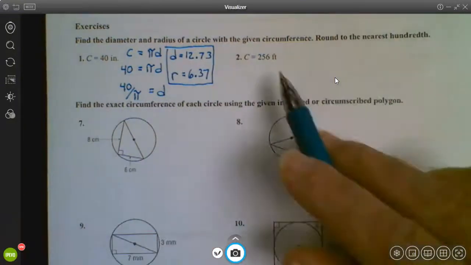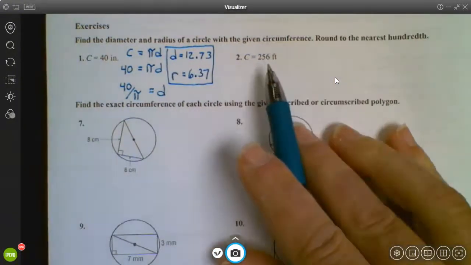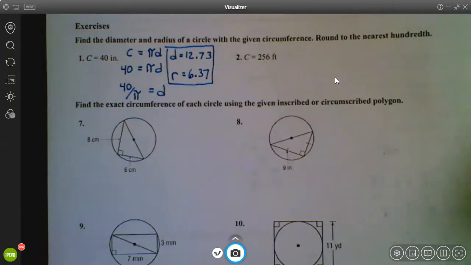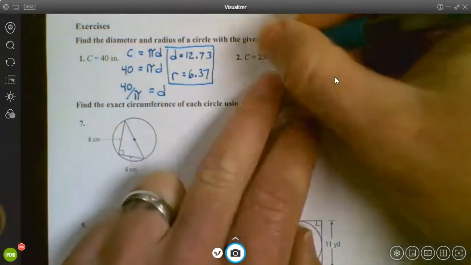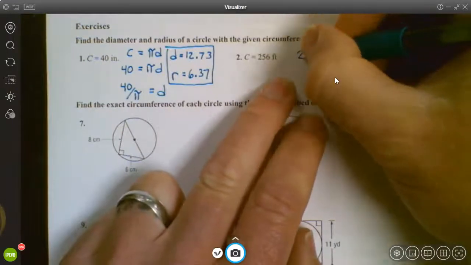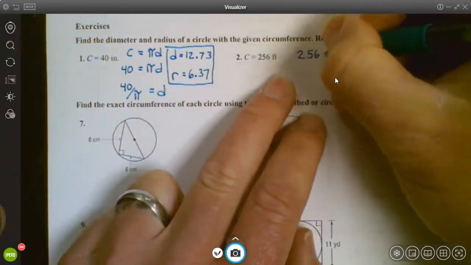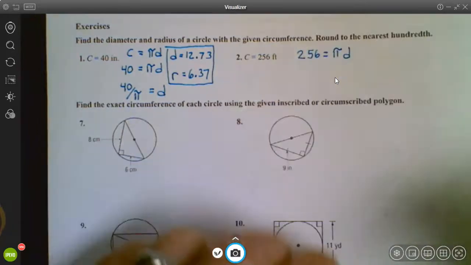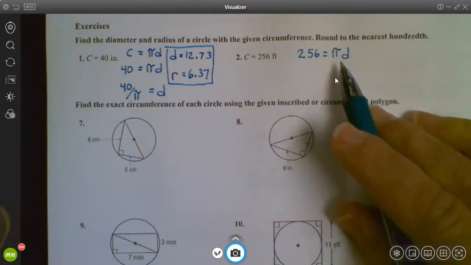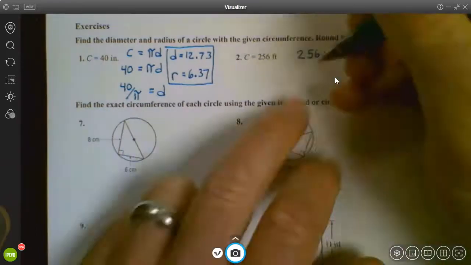All right, so if you want to pause here, you could try this one on your own. It's going to be real similar to what we just did. I'm going to take that same formula and replace my circumference with 256, so a little substitution into our formula. Again, we're going to divide by pi on both sides.